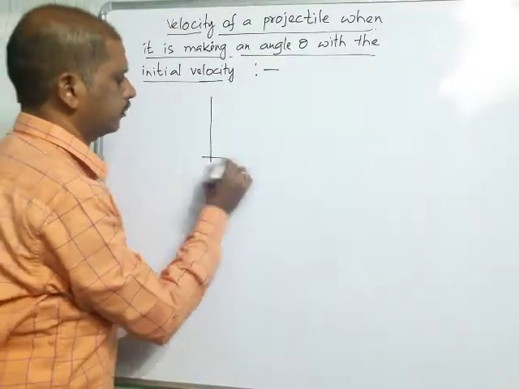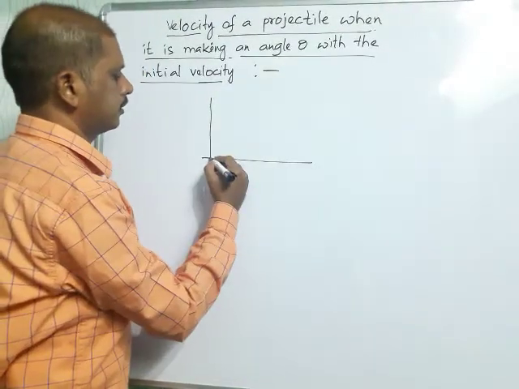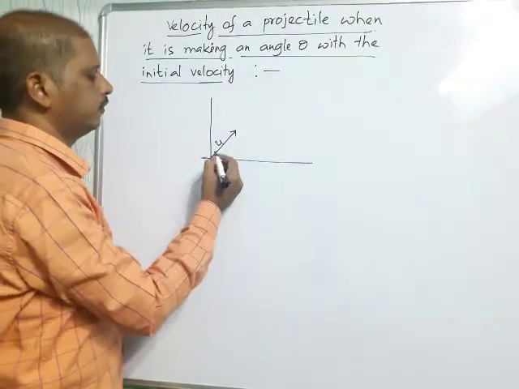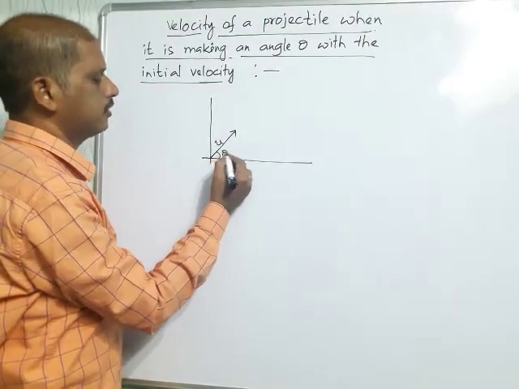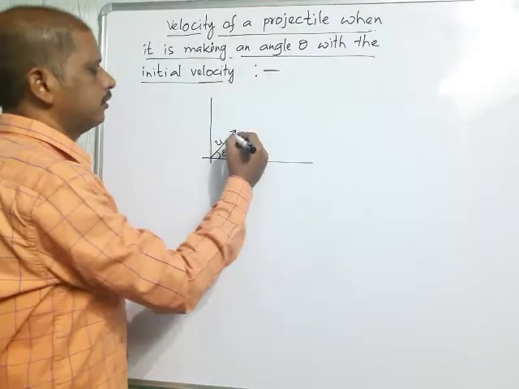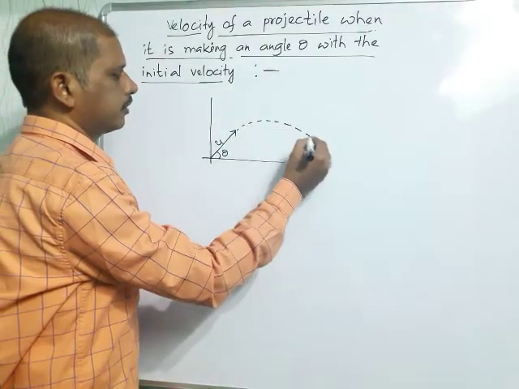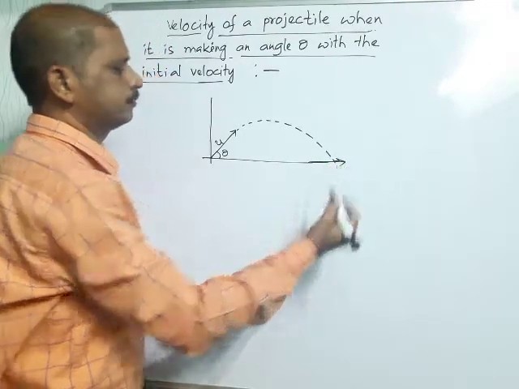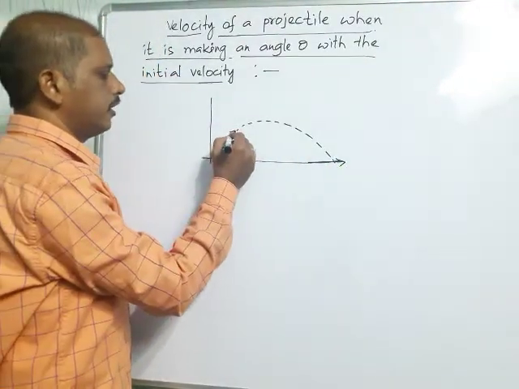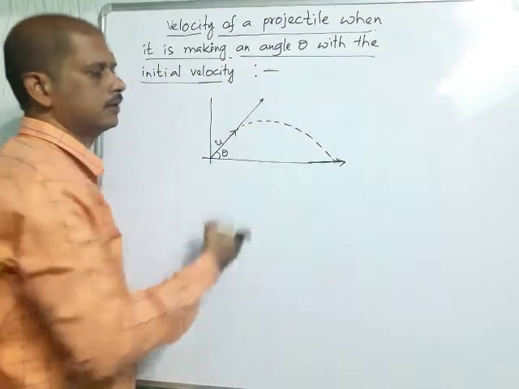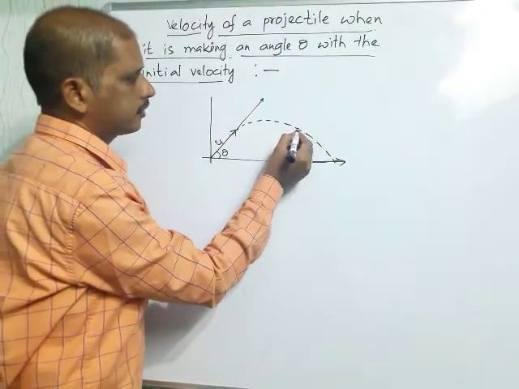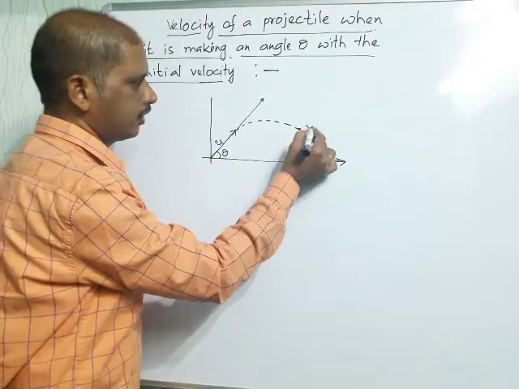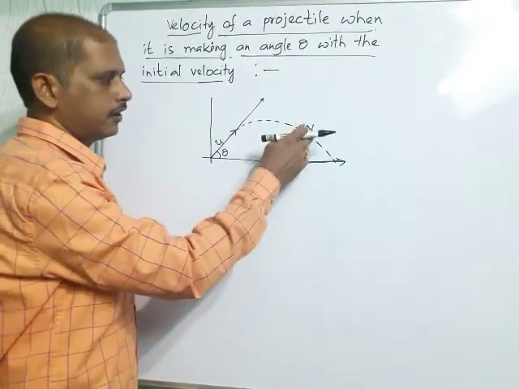So better to consider one projectile which is projected with u velocity and angle theta. So this will follow a trajectory which is a parabolic path. Now this is the direction of initial velocity. Now here if you consider the final velocity, for example this is the final velocity, we have to find out the final velocity here.